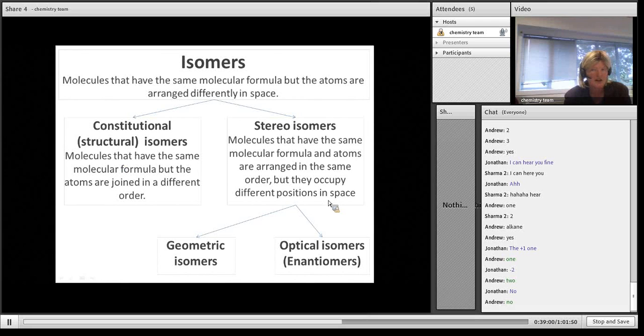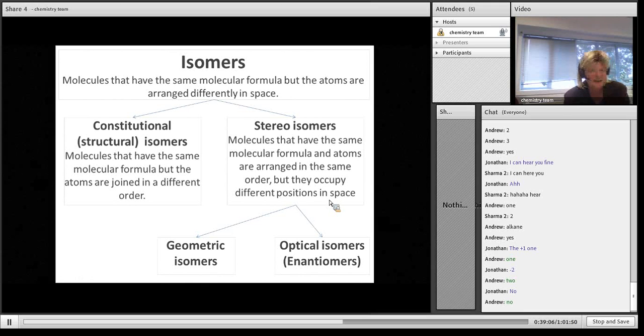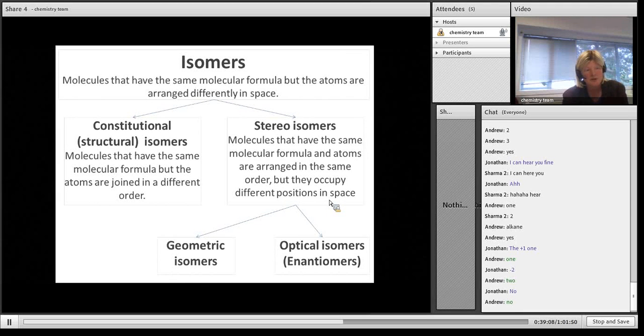Stereoisomers are where the molecules are arranged in the same order, like 2 carbon atoms and then the oxygen, but where those atoms are in a different position in space. And I think you'll remember that from geometric isomers, but we'll go over it again. And then we've got a new type called optical isomers, or enantiomers, that we'll look at. But let's go over the constitutional first, because this is what you're going to be needing also for the spectroscopy standard.